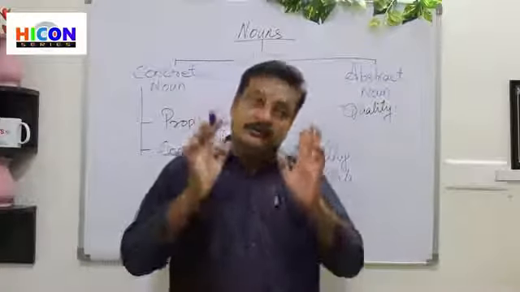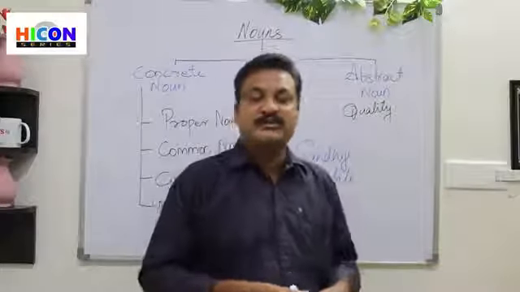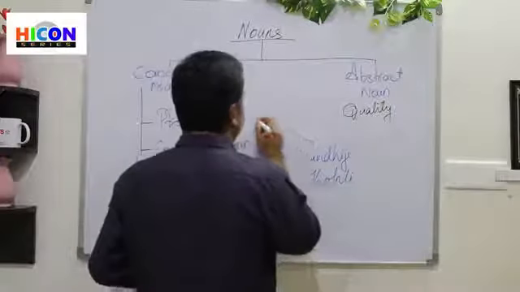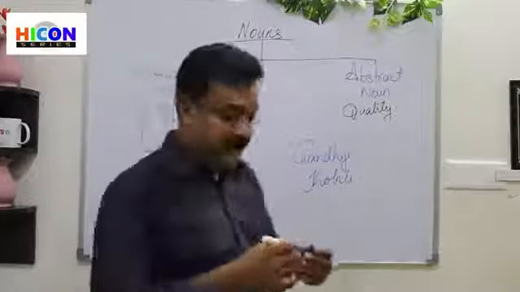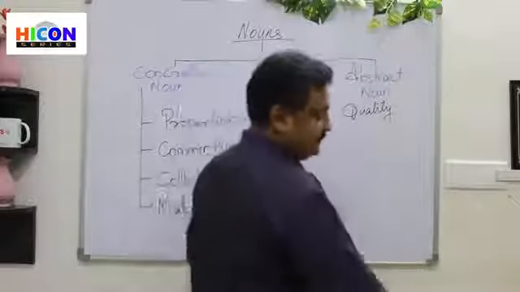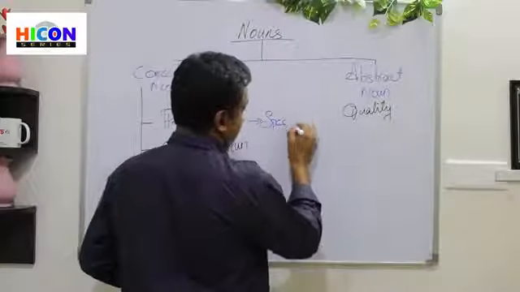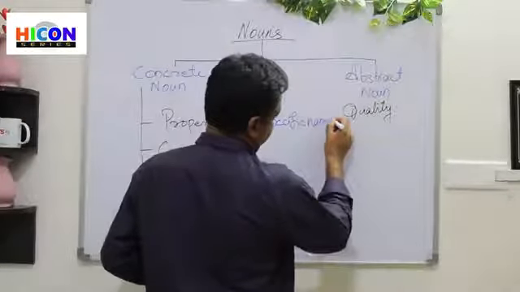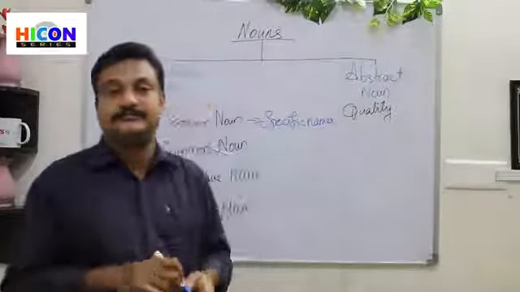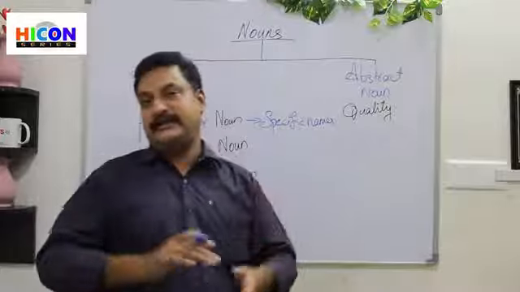Isn't it? So, names like these, the names of a person or a place or thing which is very particular, so such names are called proper nouns. Means they denote the name of a specific person or a thing. Okay, so they are specific names. So proper nouns usually express specific names.